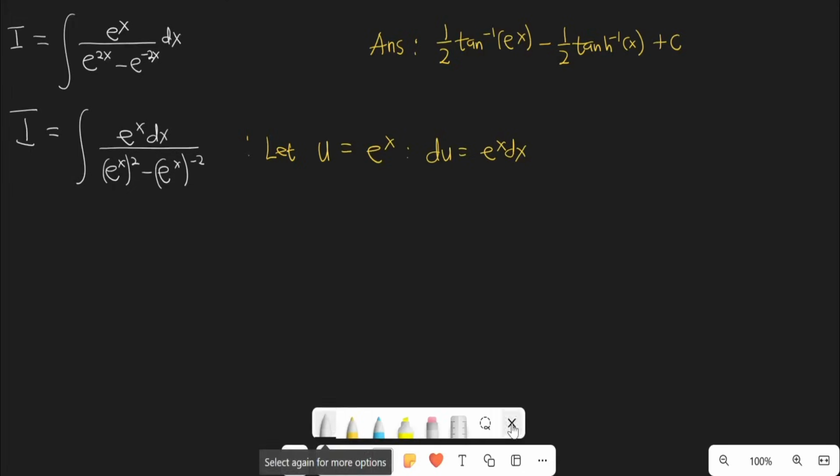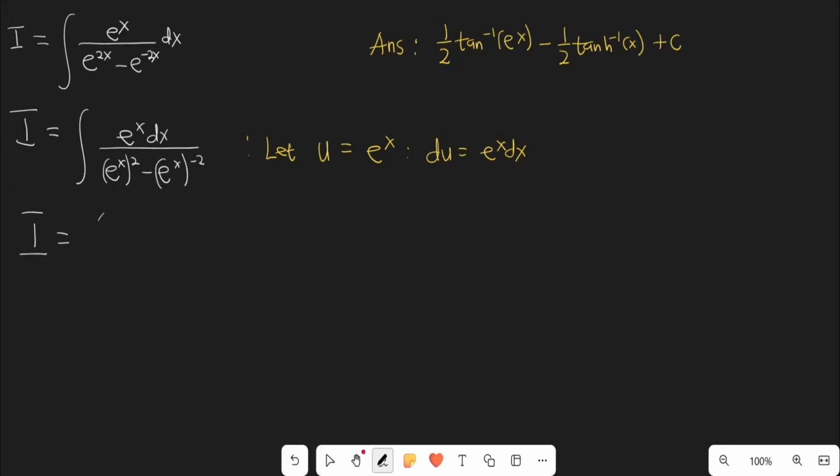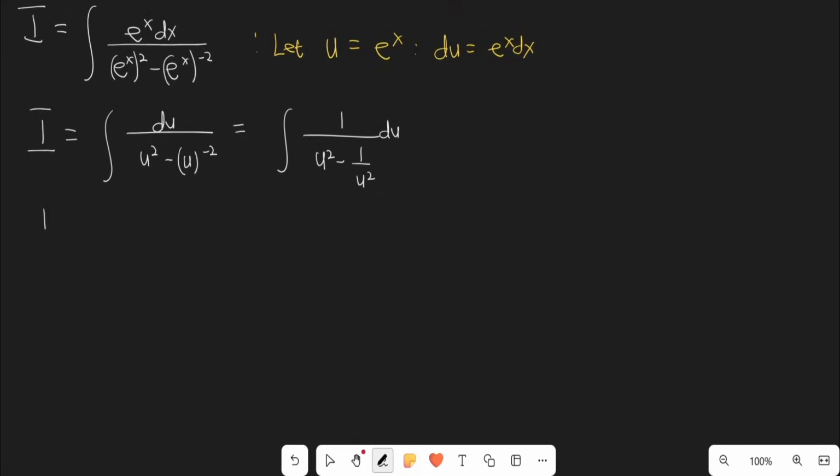Now the integral in the u world: I is the integral of e^x dx, which is now du, divided by u squared minus u raised to the power negative 2. This is the integral of 1 all over u squared minus 1 over u squared du. Cool. So we have I equal to the integral of 1 all over u to the power 4 minus 1 all over u squared. You can multiply top and bottom by u squared, and that is going to be the integral of u squared all over u to the power 4 minus 1 du.